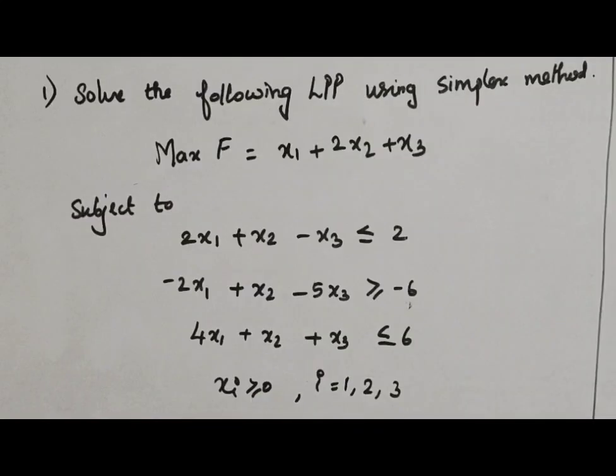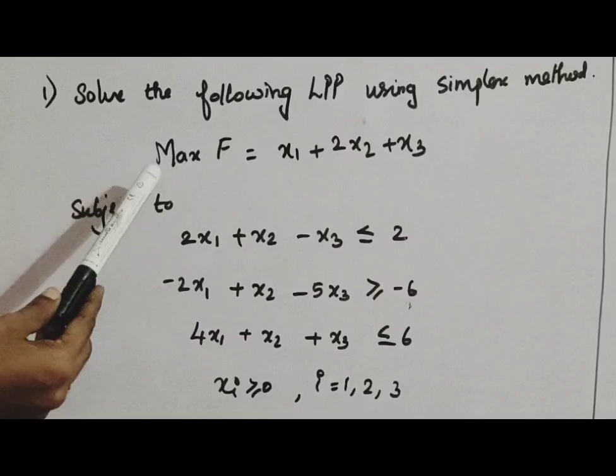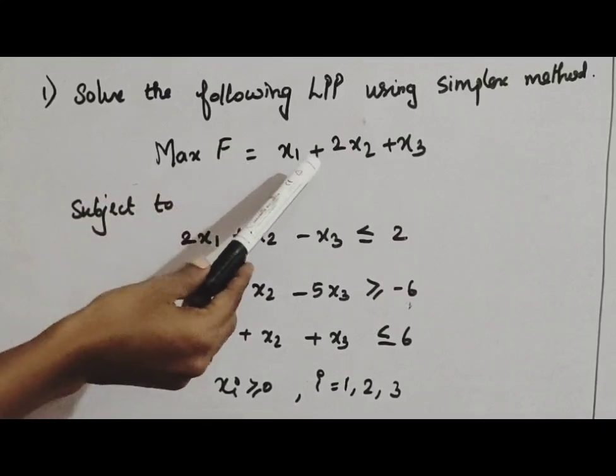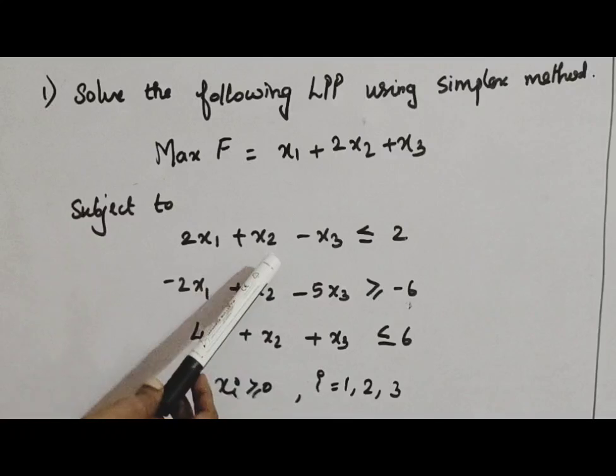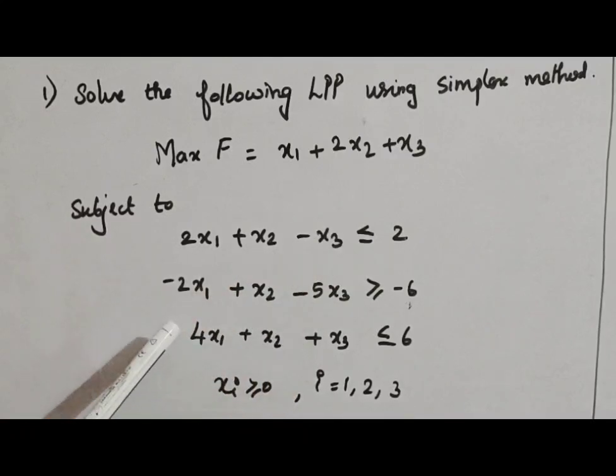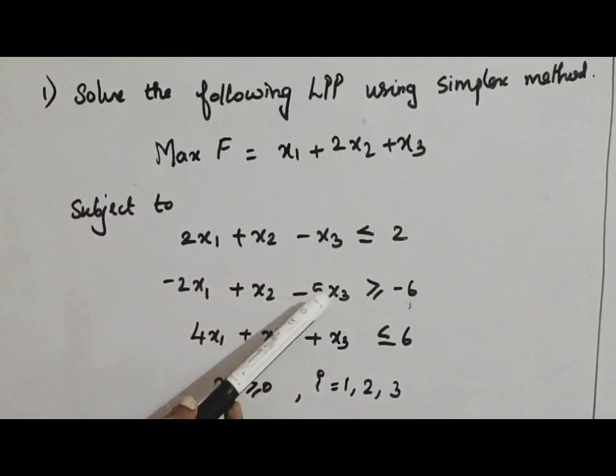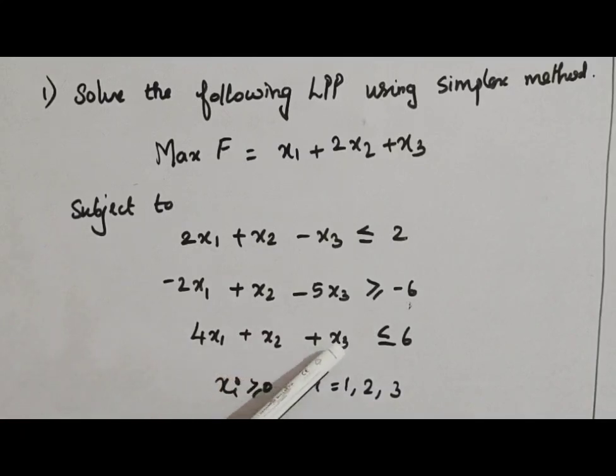Let us discuss the problem. Solve the following LPP using the simplex method. Maximize f equal to x1 plus 2x2 plus x3 subject to 2x1 plus x2 minus x3 less than or equal to 2, minus 2x1 plus x2 minus 5x3 greater than or equal to minus 6, 4x1 plus x2 plus x3 less than or equal to 6, and xi greater than or equal to 0 for i equal to 1, 2, 3. That means x1, x2, x3 greater than or equal to 0.